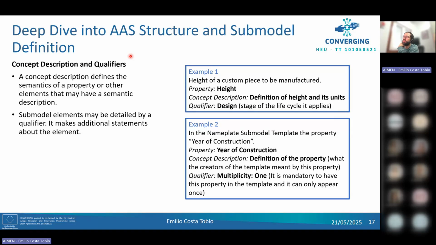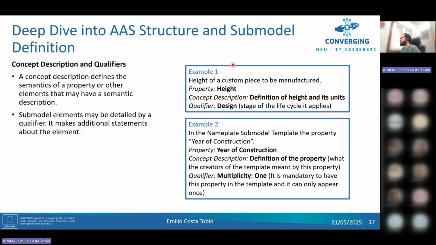Besides the concept description, there is also another component called a qualifier that is used to add extra information about the property or element. Of course, I'm not going to go too in depth here, because there is a lot of information about this. You can find more information about these components and how to use them in the document. But I just wanted to put a couple of examples, in case you start to create your own AASs or check the AASs created by other people, to understand what these concepts are.